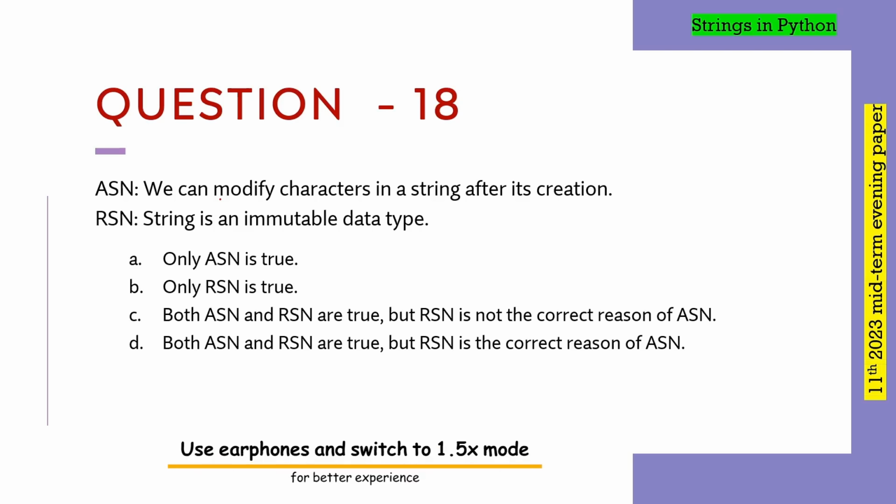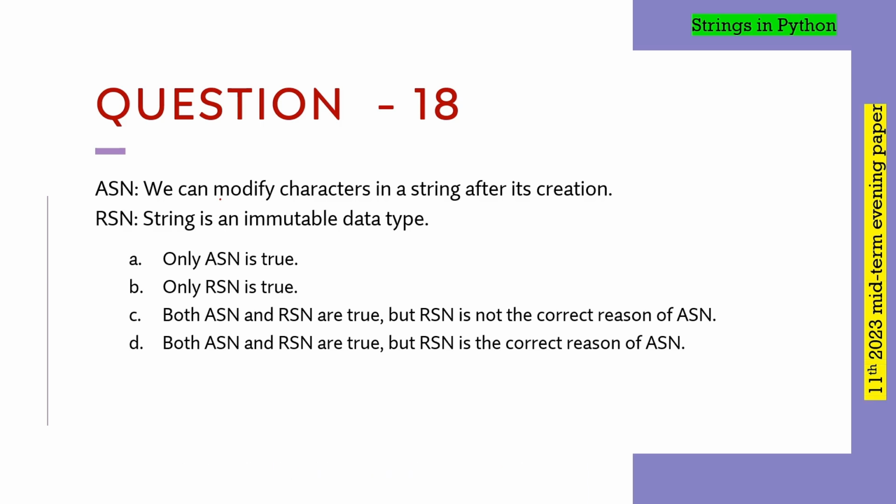So this is question number 18 from the 2023 midterm unification paper, and this question comes under the topic strings in Python. So this is your assertion and reasoning based question. इसके अंदर आपको दो statements given हैं और according to those two statements we will figure out कि क्या option आपका आएगा. तो assertion है: we can modify characters in a string after its creation. So this one is false.